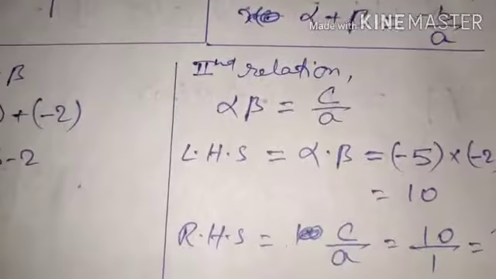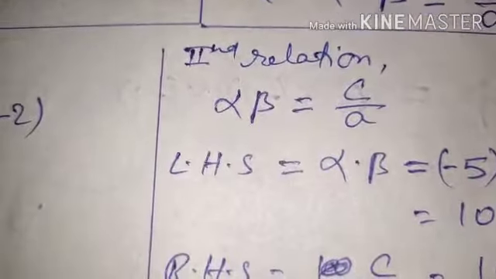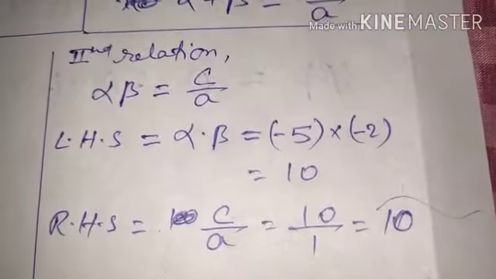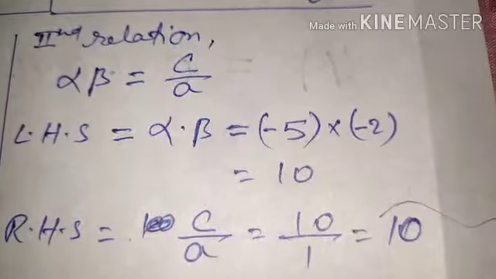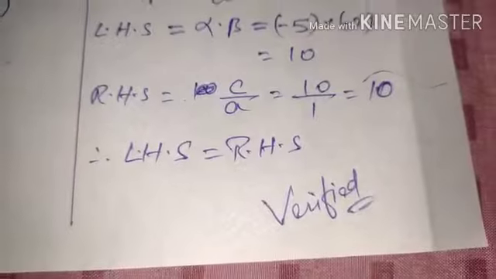The first relation verified. Now let us move on to the second relation, that is alpha into beta, the product of the zeros is equal to c by a. So again alpha beta LHS we are taking and just doing the multiplication. Minus 5 into minus 2, it will become 10, and RHS is equal to c by a, 10 by 1.